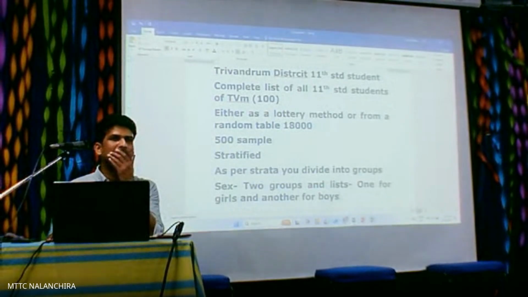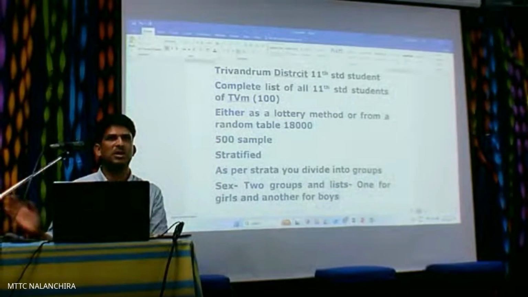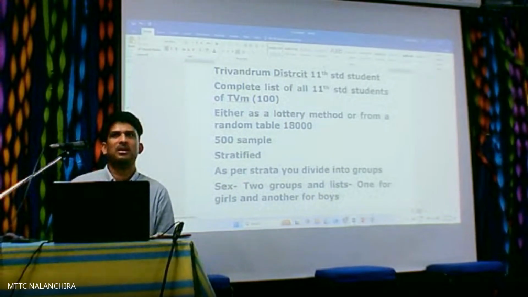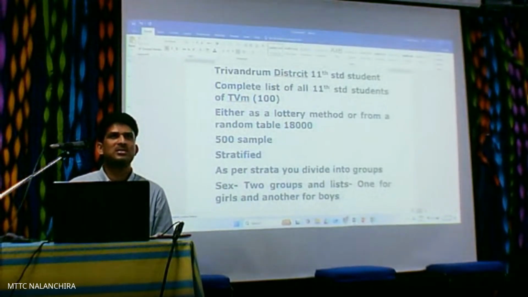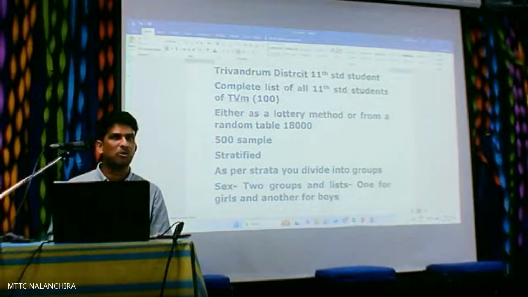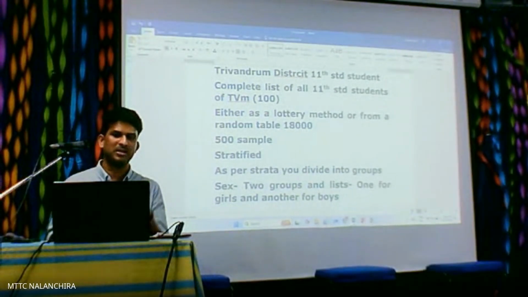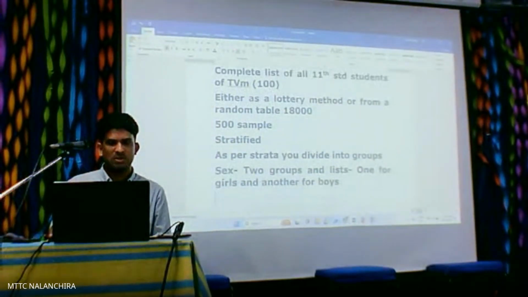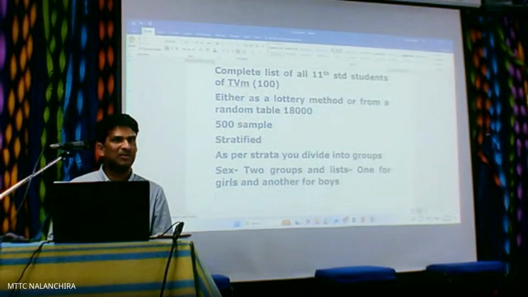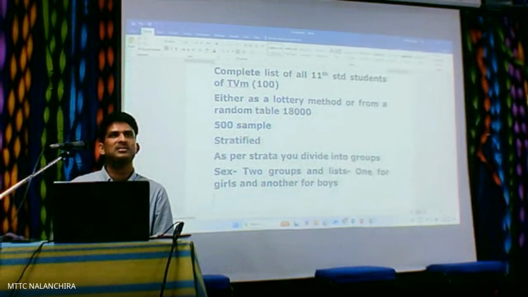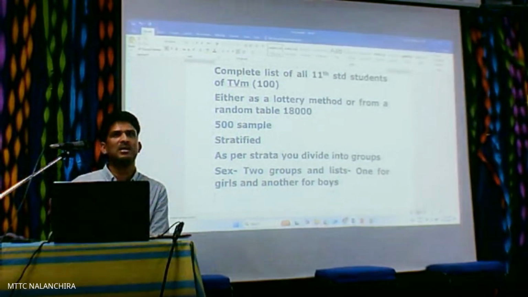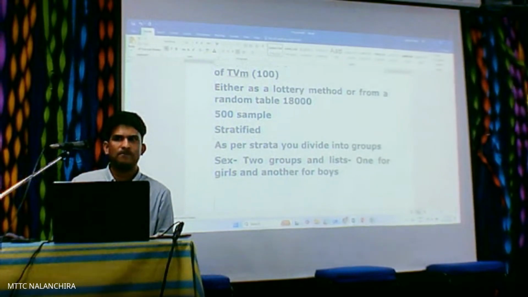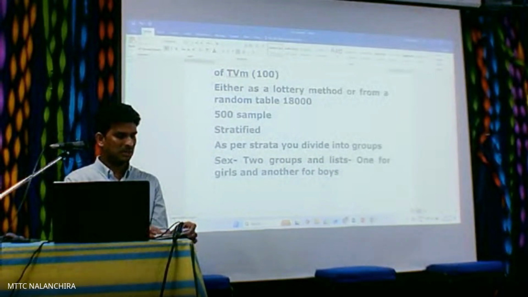It is not required that 500 be 200 from boys and 200 from girls. That is only quota sample. Quota, not strata. It is quota. Quota is non-probability sample. If you are simply taking equal number from boys and girls, it is quota sample only. If it is stratified random, you should have a complete list. Then select boys separately and girls separately. Equal number. That was another question.